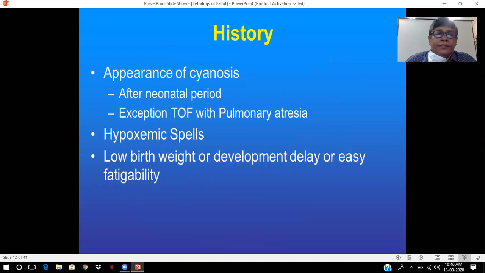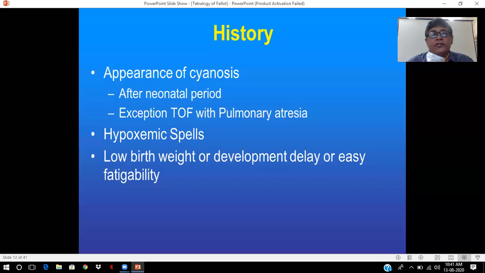Now history. There will be appearance of cyanosis. It can be just after the neonatal period or a few months after birth. The exception is tetralogy of Fallot with pulmonary atresia. If there is pulmonary atresia, you get cyanosis immediately after birth. There will be hypoxemic spells. The baby may be of low birth weight, and some children suffer from developmental delay and growth delay also. Growth retardation also may be there.